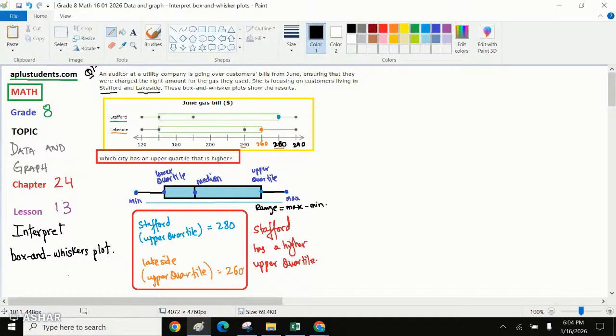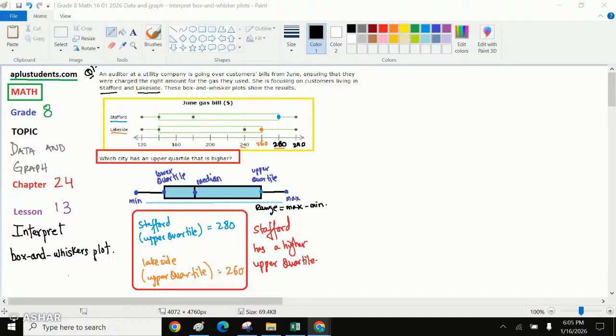That means the range defines the set of values, from this value to this value, that are possible. In this case, it is the range of bills that would be given to the people living in these two cities. So we just need to remember this: what is the lower quartile, what is the median, what is the upper quartile, what is the maximum, and what is the minimum value. Moving ahead to the question.